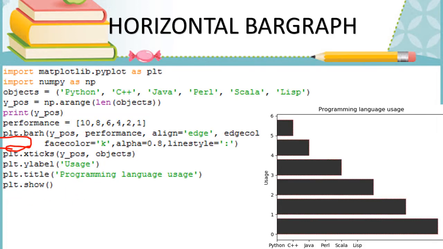And next, the horizontal bar graph. If you want to display the bar graph horizontally, we can use barh. Instead of bar, we use barh, which means the bars will be displayed horizontally. Every remaining attribute is the same as in the vertical bar.